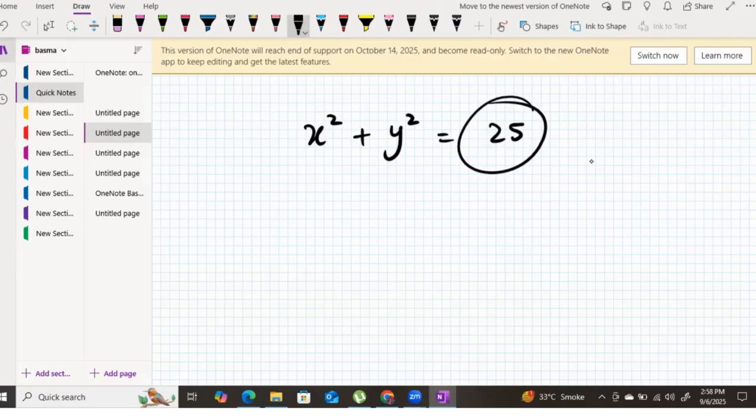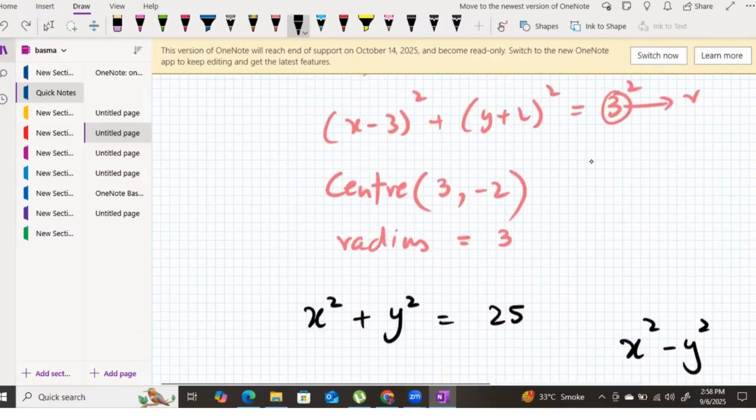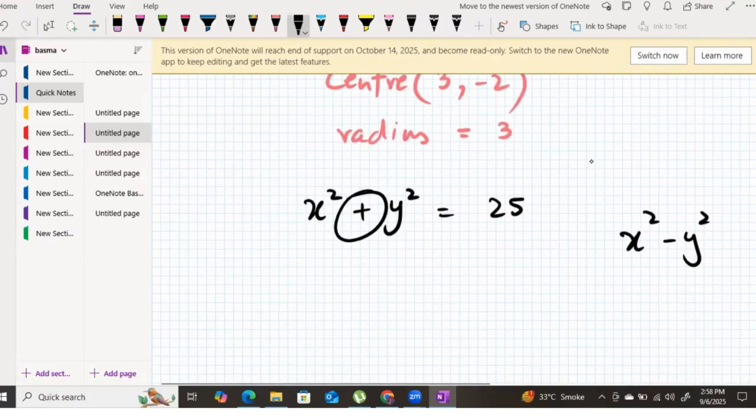Like, it's not a square, but we can make it 1. But at least you have a plus between them. Don't go with it if it is x square minus y square. Okay, we can't have a minus here. If we get a minus here, that becomes another equation, of an ellipse. But in a circle we can only have a plus in between them. So yes, it is fine.